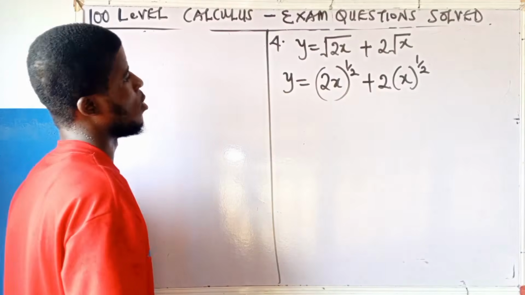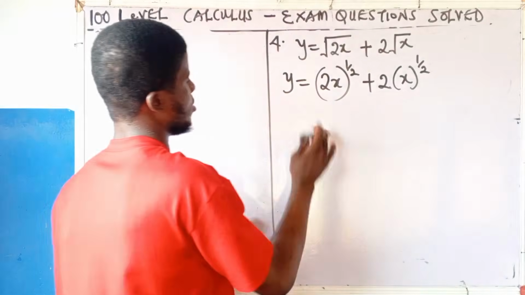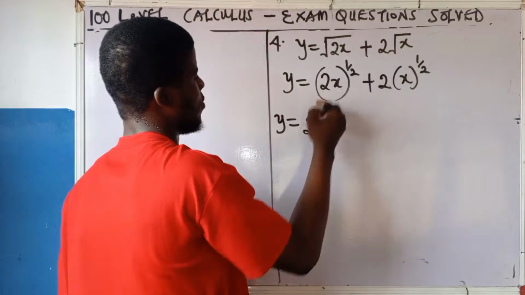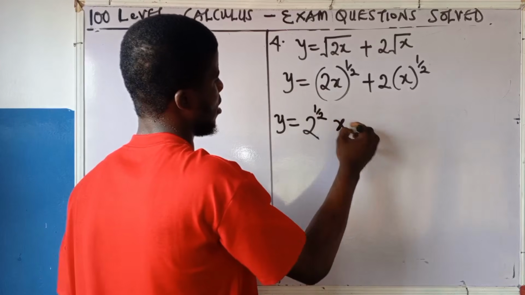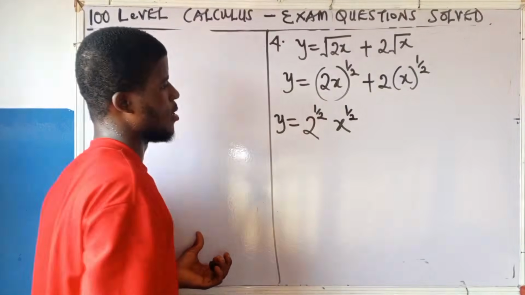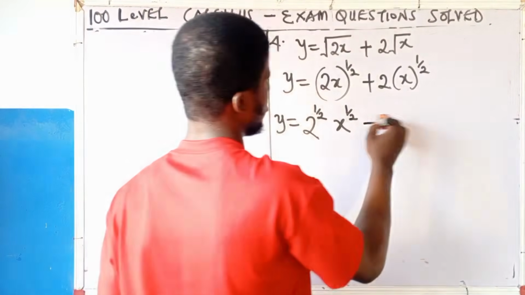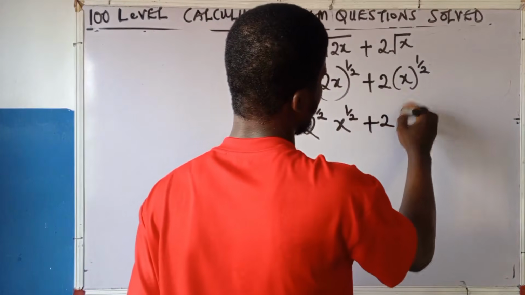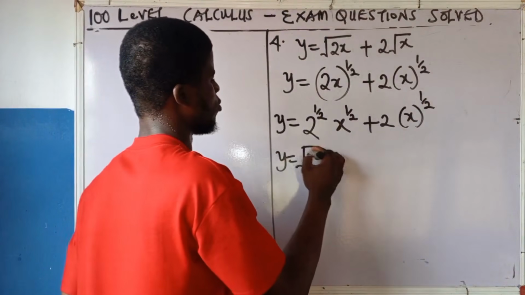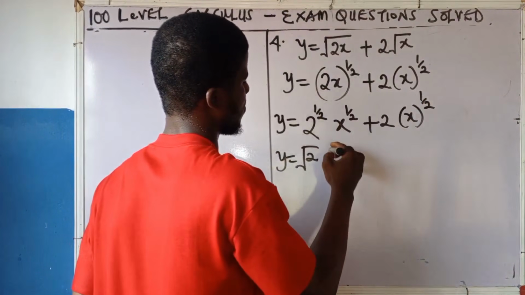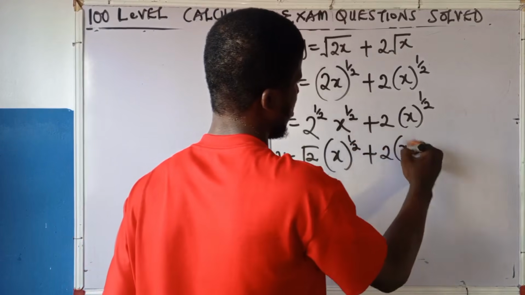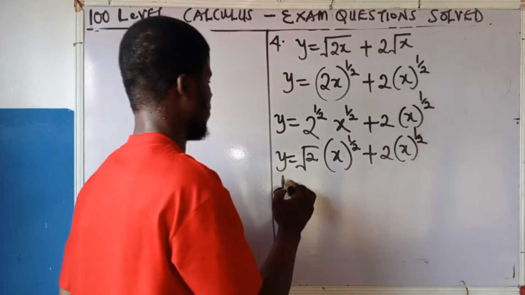You get it? Or I can say this is y equals 2 raised to the power 1 over 2 times x raised to the power 1 over 2. Then this is 2 times x to the power of 1 over 2. So y is equal to the square root of 2 times x to the power of 1 half plus 2 times x to the power of 1 over 2. We can now find the derivative.